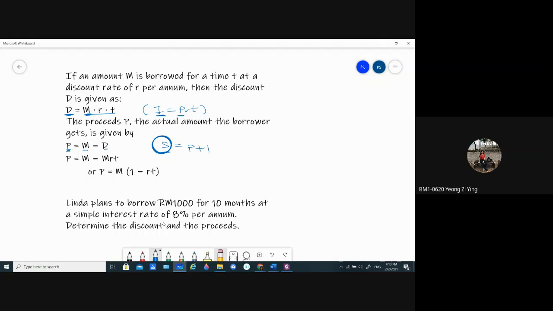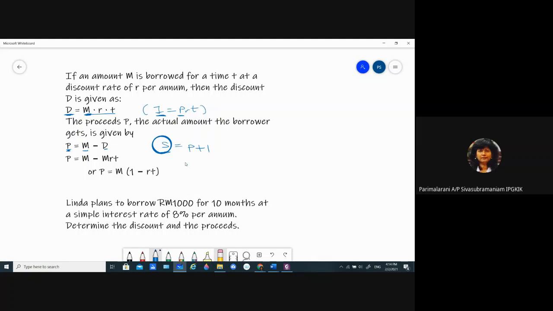Madam, normally the bank, which one will they use? It depends on the bank. So when you ask for a loan, you must see whether it's simple interest or simple discount. Discount means you go back with less. Some people don't mind because in the end it's still the same. But if you urgently need 1,000, you must be careful because you will get less.